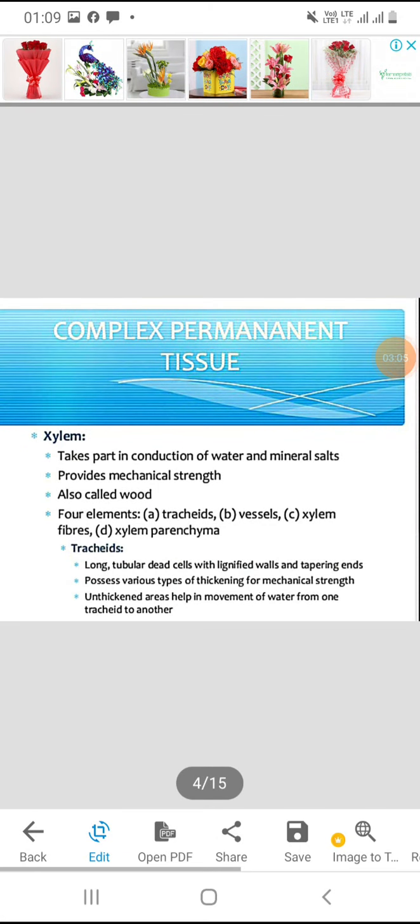Students, tracheids contribute 95% of wood in gymnosperms, meaning non-flowering plants, and 5% in angiosperms, meaning flowering plants. Different types of thickening patterns are seen on their walls, such as annular, spiral, scalariform, meaning ladder-like. Pitted is the most advanced type, which may be simple or bordered.